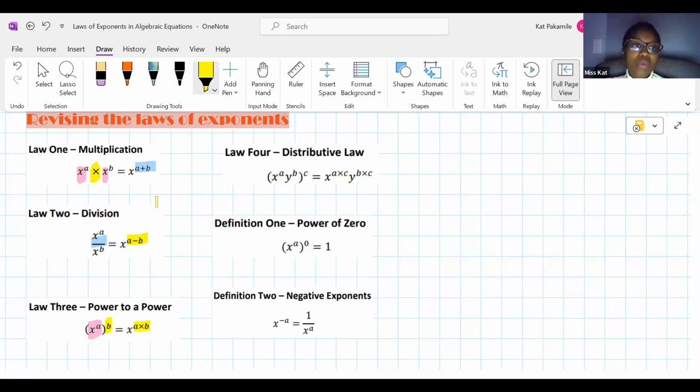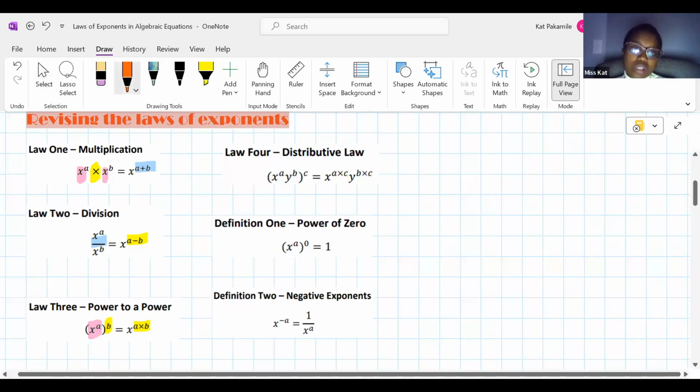In law number one, we are multiplying the bases, then you add your exponents. In law number three, you have a power to a power, then you multiply the exponents. You don't add them, you multiply them. So do not confuse those two laws. If you know them well, you don't confuse them as much. Okay, then we are on law number four.